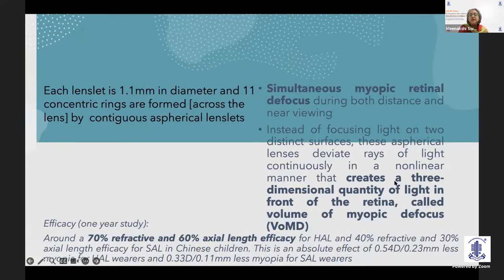And see, this creates a three-dimensional quantity of light in front of the retina called the volume of myopic defocus. And a little bit more efficacy, 70% refractive and 60% axial length efficacy. All right. So that is HALT.